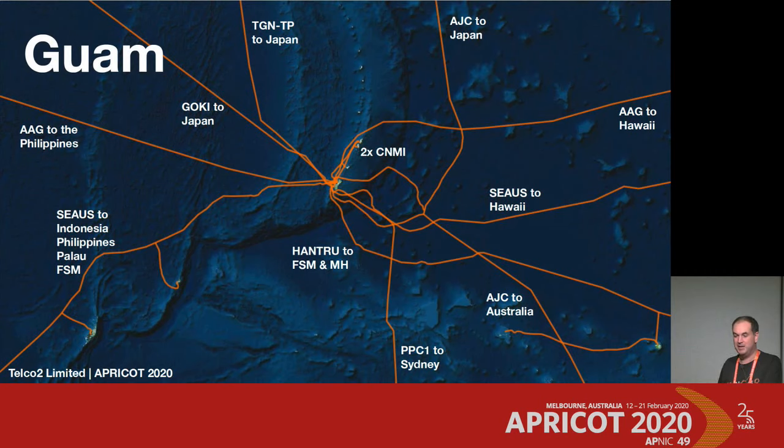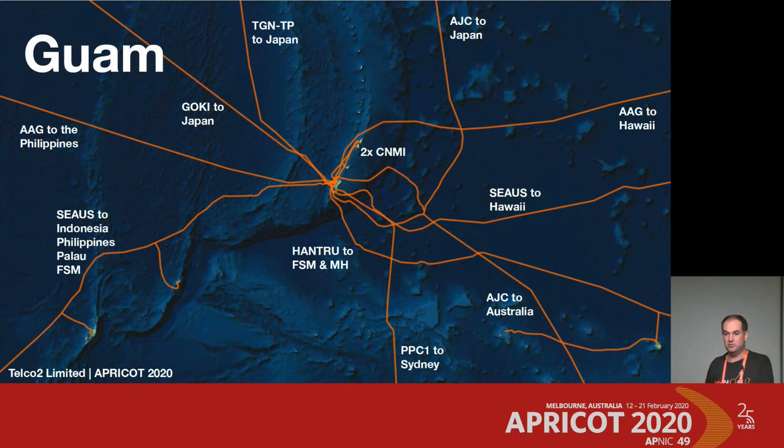Guam has cables. They've got Asia American Gateway that goes to Hawaii, then California, and in the other direction goes on to the Philippines, Hong Kong, and then all the way out to Singapore and Malaysia. GOKI, Guam, Okinawa, Kyushu, Incheon cable actually only goes to Okinawa and Kyushu, and I think the U.S. military is really the only customer of that.